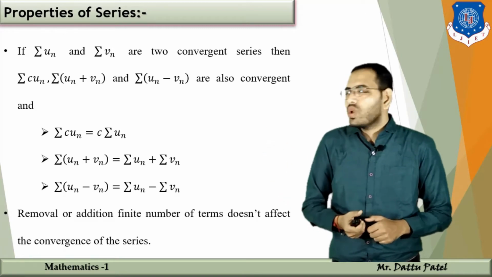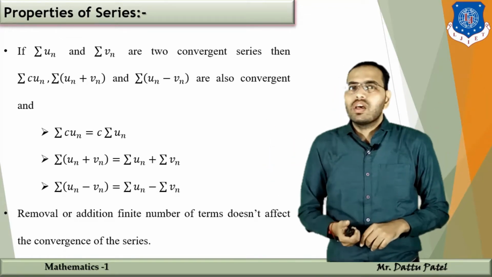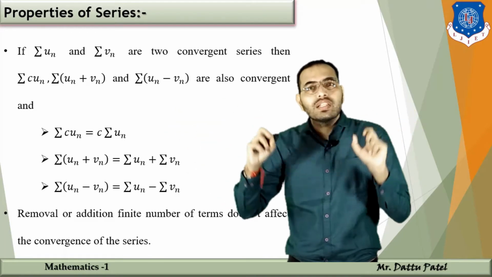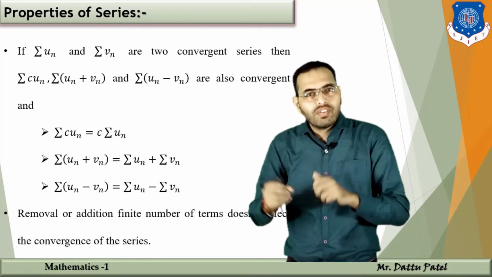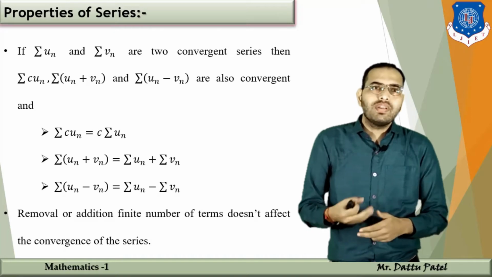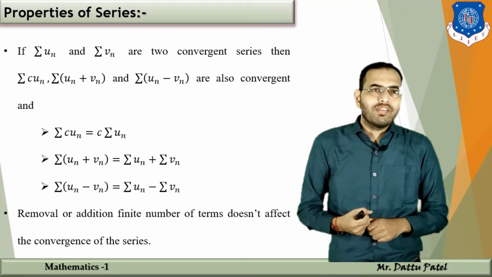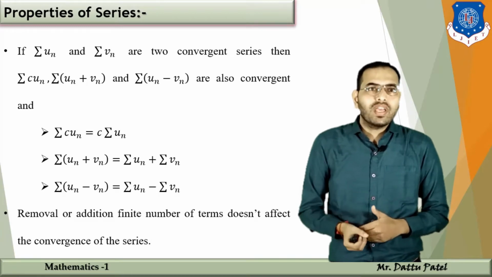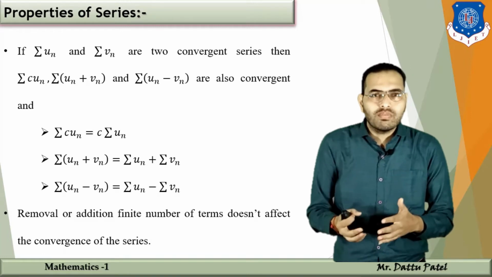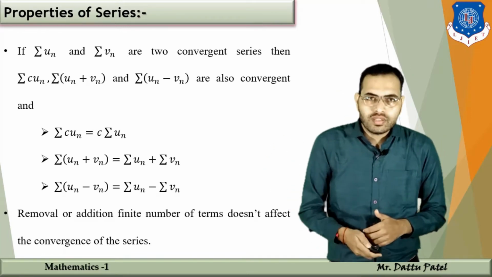For sigma c un, the constant c comes out of the series. For sigma un plus vn, we can write the individual summations, sigma un plus sigma vn. Similarly, in subtraction form, we write sigma un minus sigma vn. The next property is that removal or addition of a finite number of terms does not affect the convergence of the series.